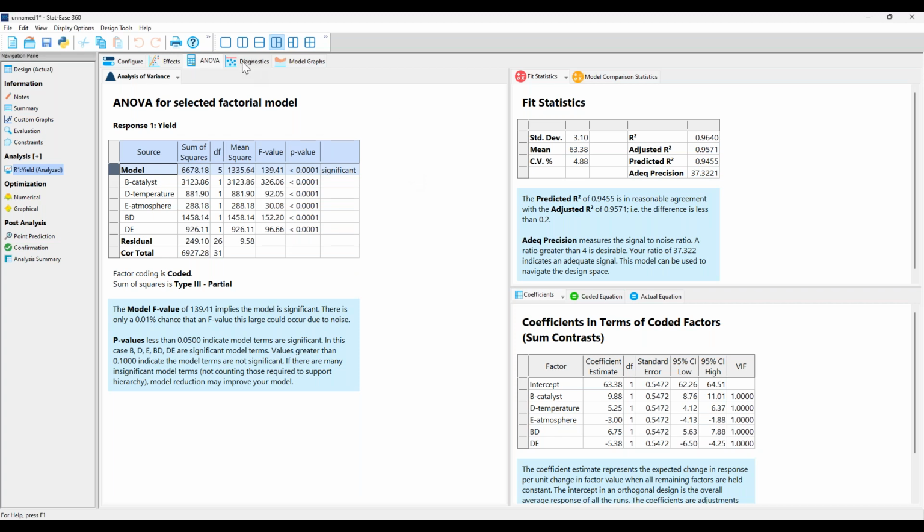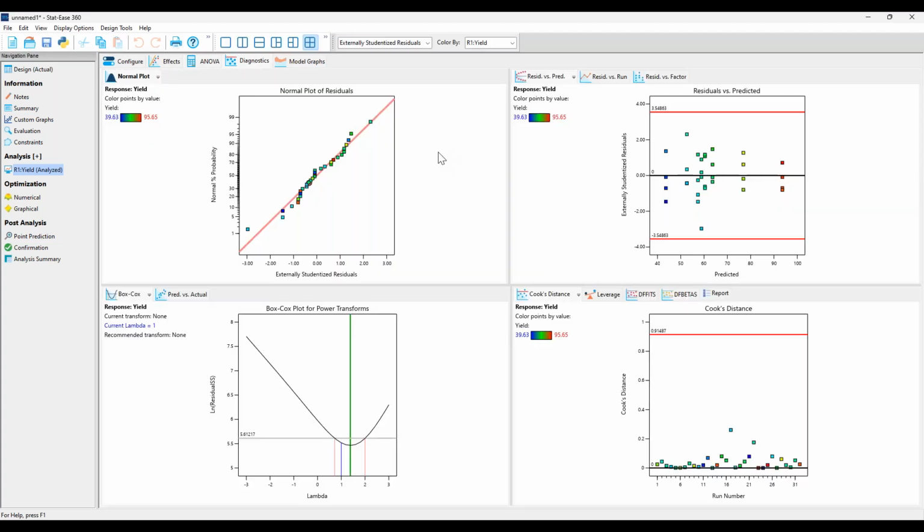Then we're going to jump over to the next tab. We're moving left to right here. So we're going to click on the Diagnostics tab. In here, we want to find out if there appear to be anomalies in our data set. The first tool that we like to use in the upper left is the normal plot of residuals. If our predictive model has captured all the significant factors, then there shouldn't be any signal left in the data set, and the residuals, the difference between the predicted and actual, should be just random variation, and they should fit a normal probability plot.